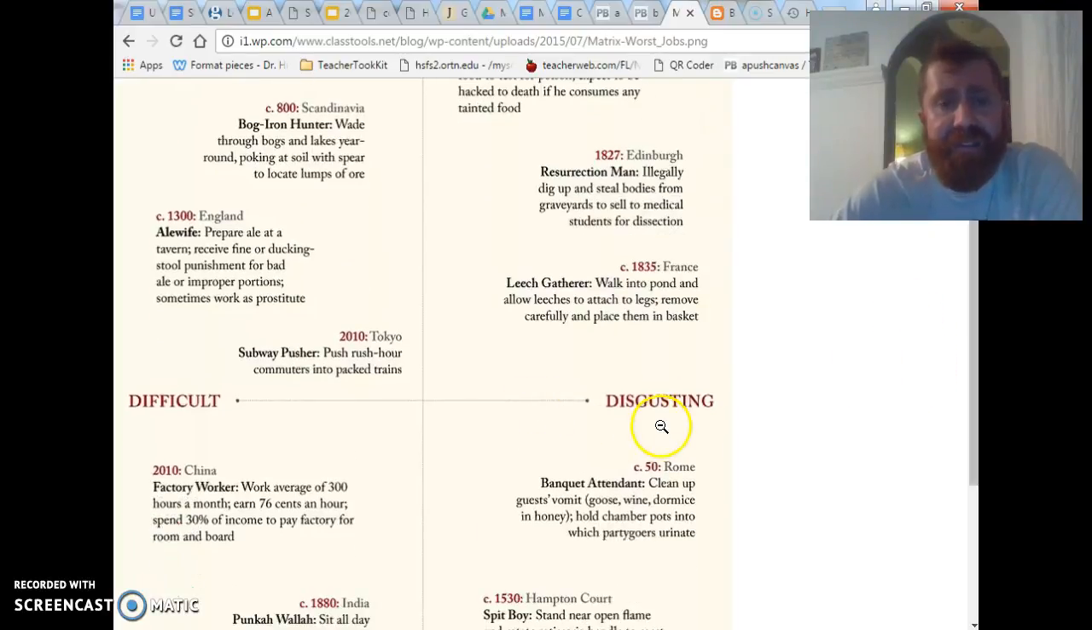On the x-axis, instead of putting difficult and disgusting, this is when you would compare and contrast the three colonial regions. So when you're looking at the term, is this a term that talks about how alike the three colonial regions are, or how different the three colonial regions are?